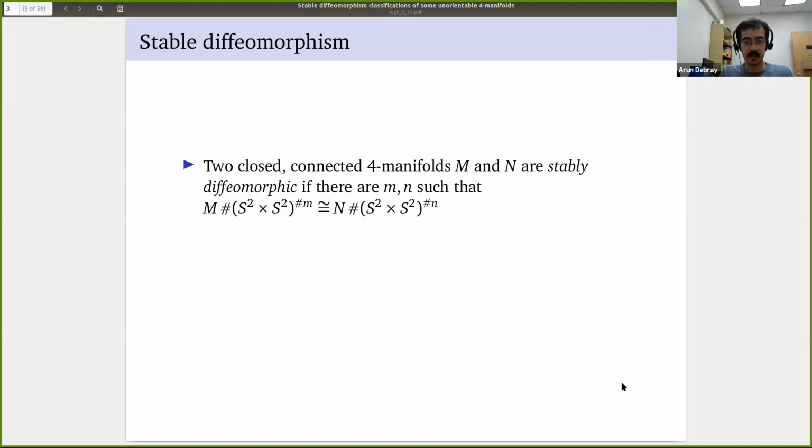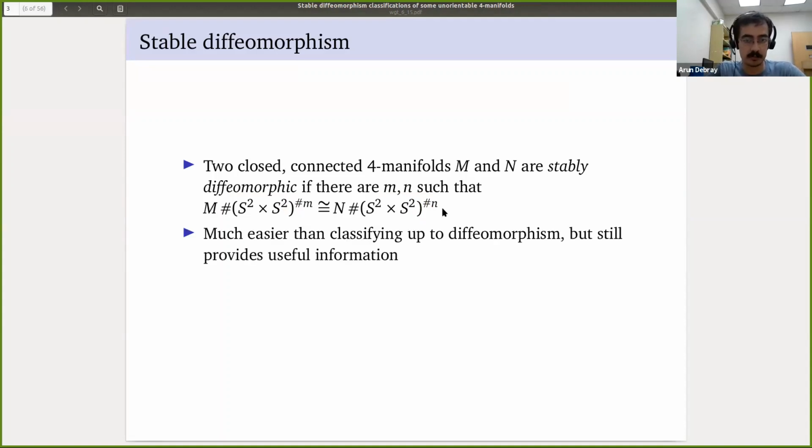And this is what stable diffeomorphism is. It's one of many different kinds of equivalence relations you could put on four manifolds. It says you connect sum with a bunch of copies of S^2 × S^2, and then check for diffeomorphism. So M and N are stably diffeomorphic if M connect sum some copies of S^2 × S^2 is diffeomorphic to N connect sum those S^2 × S^2s. We don't care what M and N are.